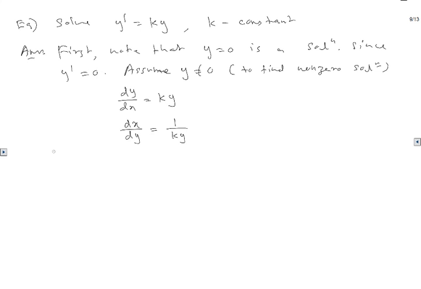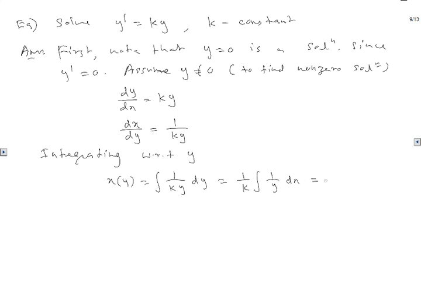Okay, now what we can do, integrating with respect to y, we're gonna get xy, which is the integral of 1 over ky dy, which is 1 over k. If you integrate 1 over y dy, so it is 1 over k. Integral of 1 over y means ln y, but don't forget the plus c. Okay, that's the plus c. See, that's where the constant is coming from.